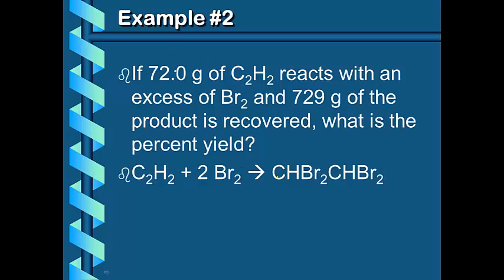All right, let's look at another one. It says if 72 grams of C2H2 reacts with excess bromine. Now, I put this in here on purpose. Don't get confused when it says excess bromine. All they're trying to tell you is that the C2H2 is automatically your limiting reactant, and they're just telling you that you have plenty of bromine there. You're not going to run out, so you don't have to worry about doing anything extra. But you get 729 grams of product recovered. What is the percent yield?